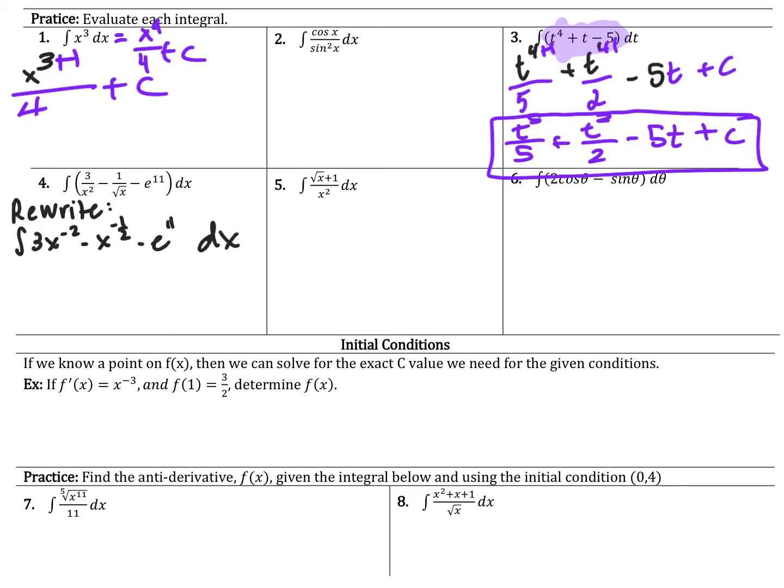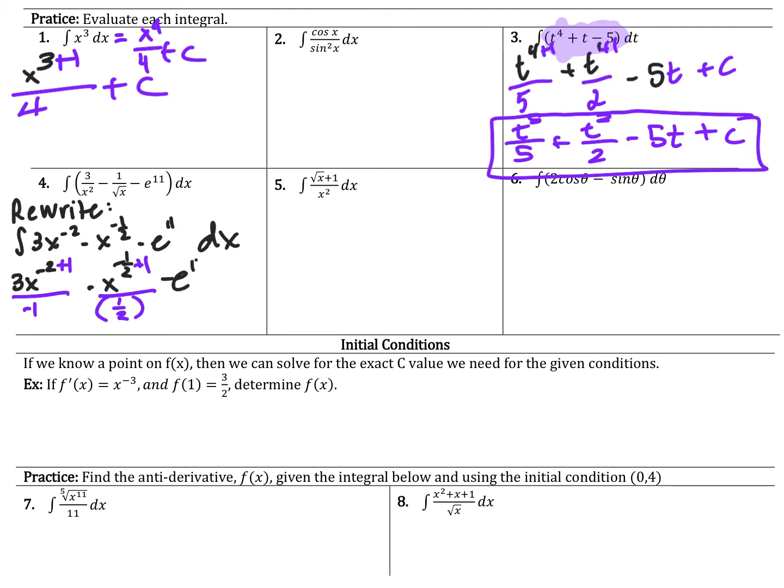So hopefully you had time to try that one out. The first thing that I'm going to do is rewrite this, and then I'm going to follow the same process that I've been following. 3x to the negative second power. I'm going to add 1 to that exponent, and I'm going to divide by the new exponent, which is negative 2 plus 1, negative 1. Minus x to the negative 1/2. I'm going to add 1 to that exponent, and I'm going to divide by what I get. Well, if I add negative 1/2 and positive 1, I get 1/2.